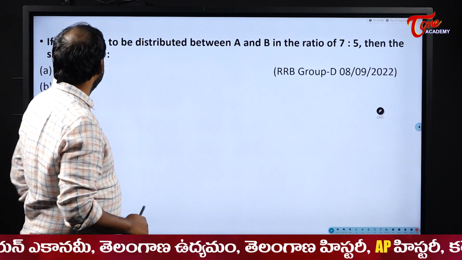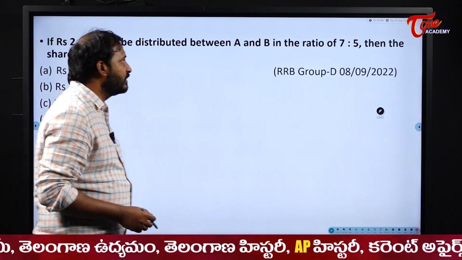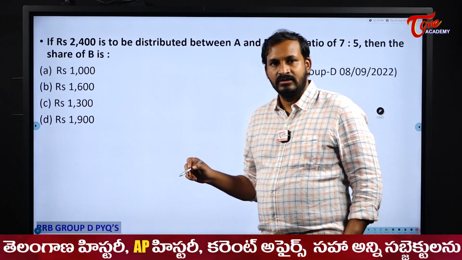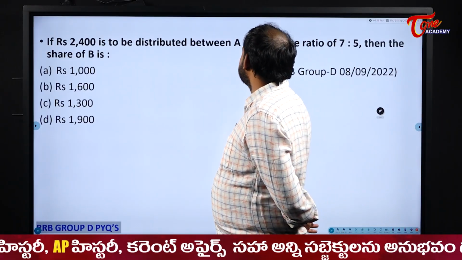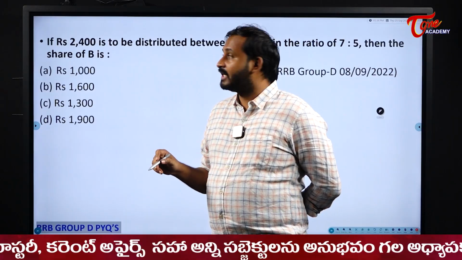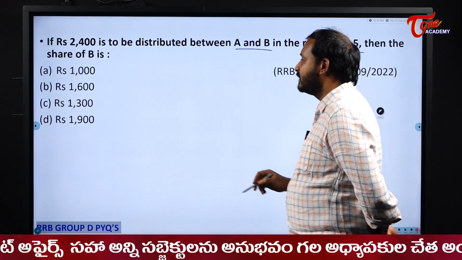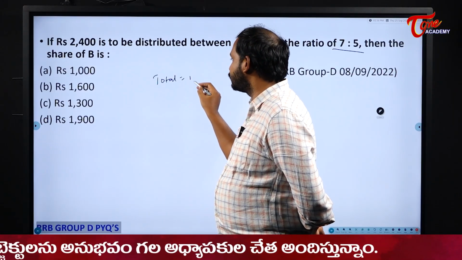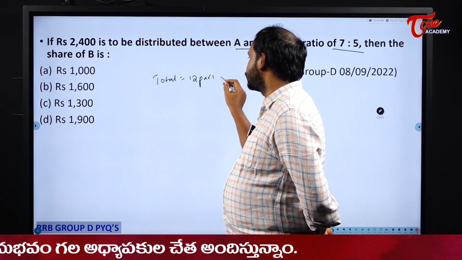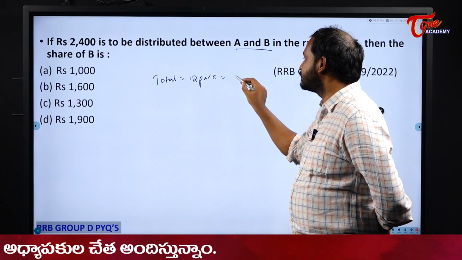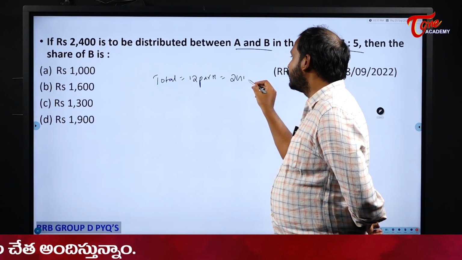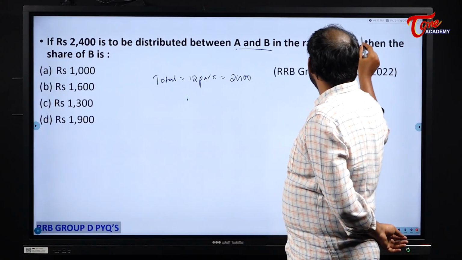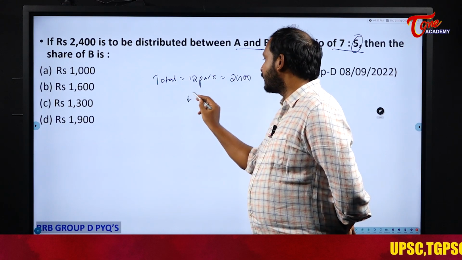Now see here, rupees 2400 is to be distributed between A and B in the ratio 7:5. Then what is the share of B? The total number of parts is 7 plus 5, that is 12 parts. 12 parts is 2400, and they are asking B's share. B's share is just 5 parts.